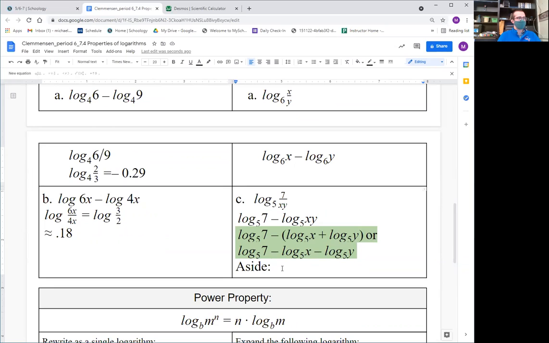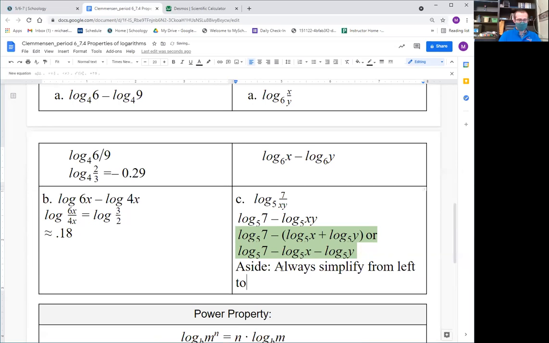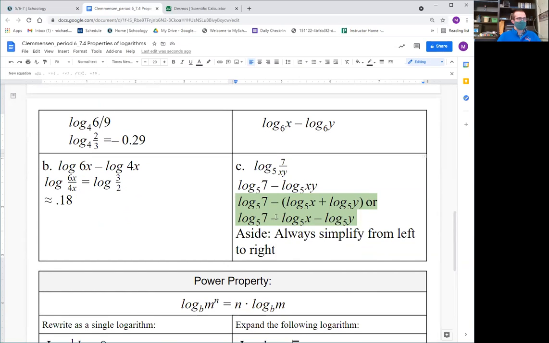One other thing I want to talk about is that we need to always simplify from left to right. This is an aside, separate from the problem. This is just a little extra thing that I want to talk about. We always want to simplify left to right. Because if I tried to combine these two first, it would not work. All right. If I tried to go log base 5 of x minus log base 5 of y, I would not get the correct answer.